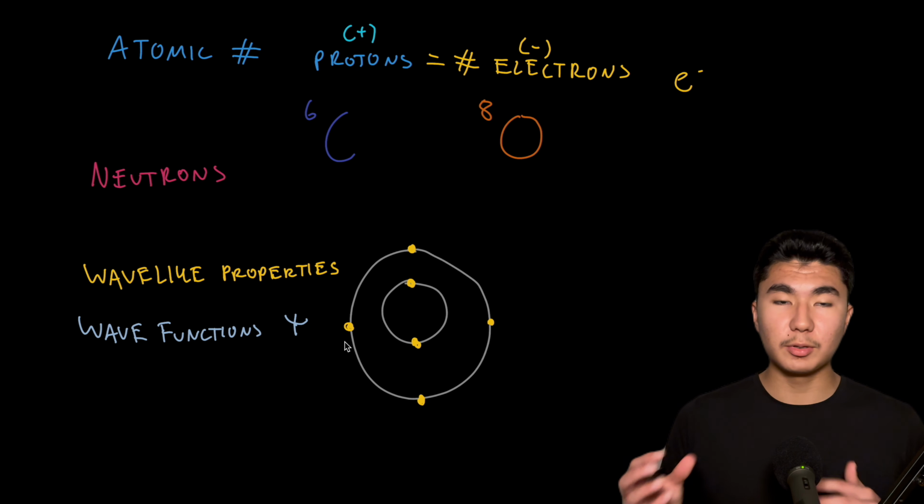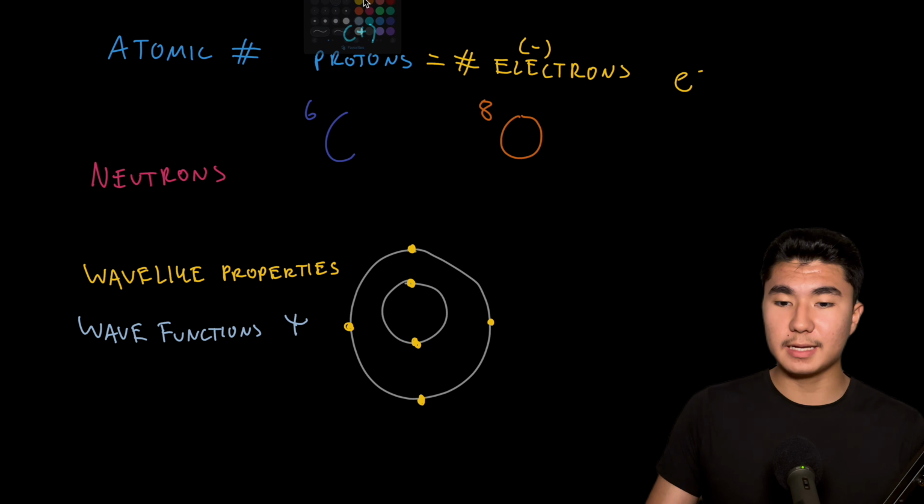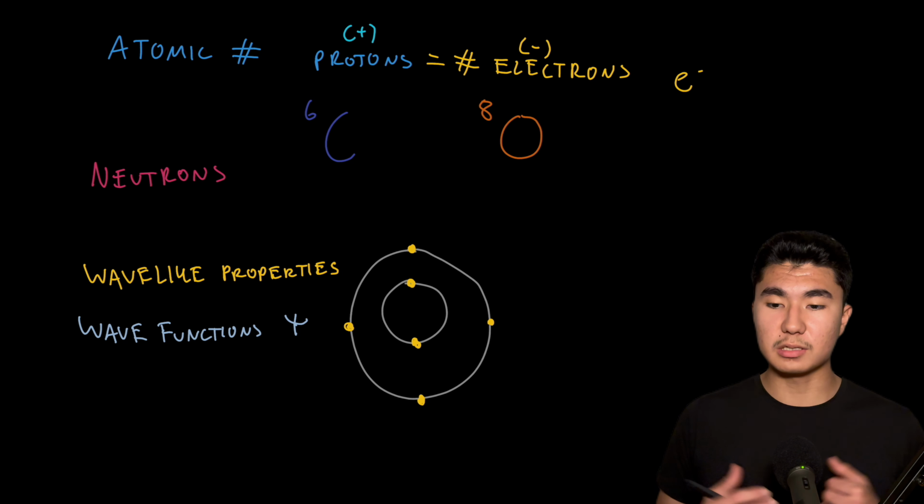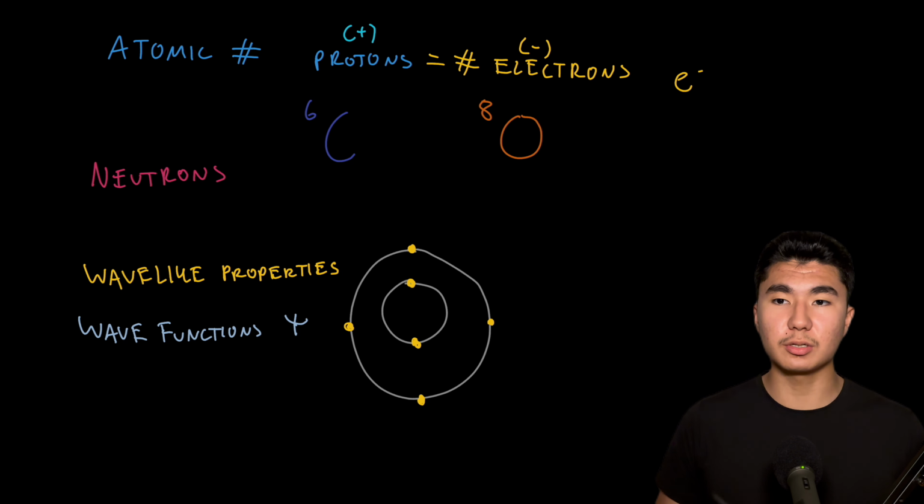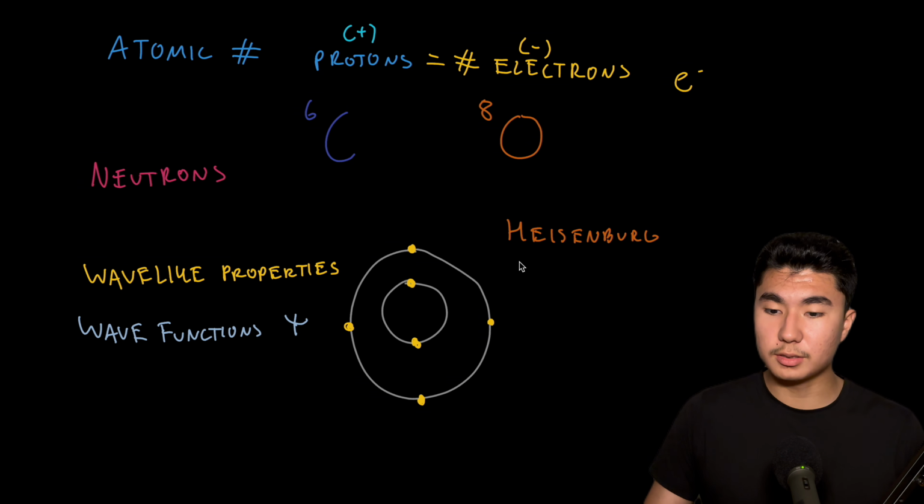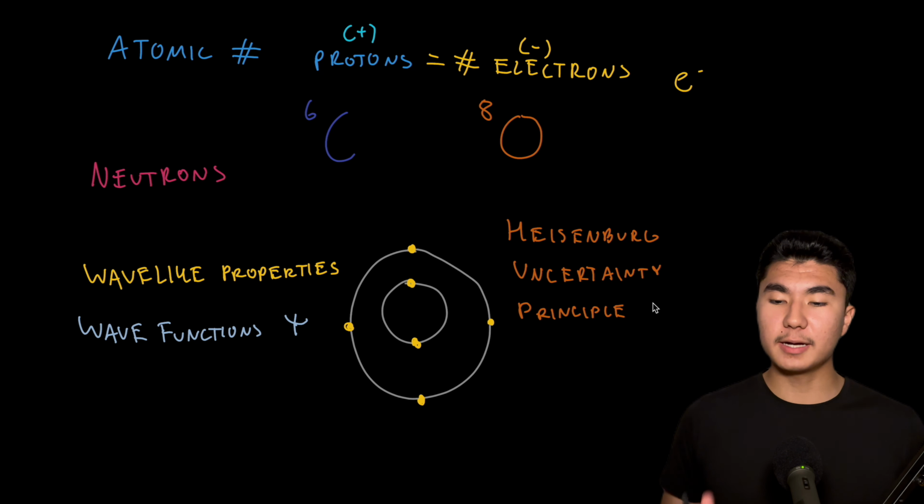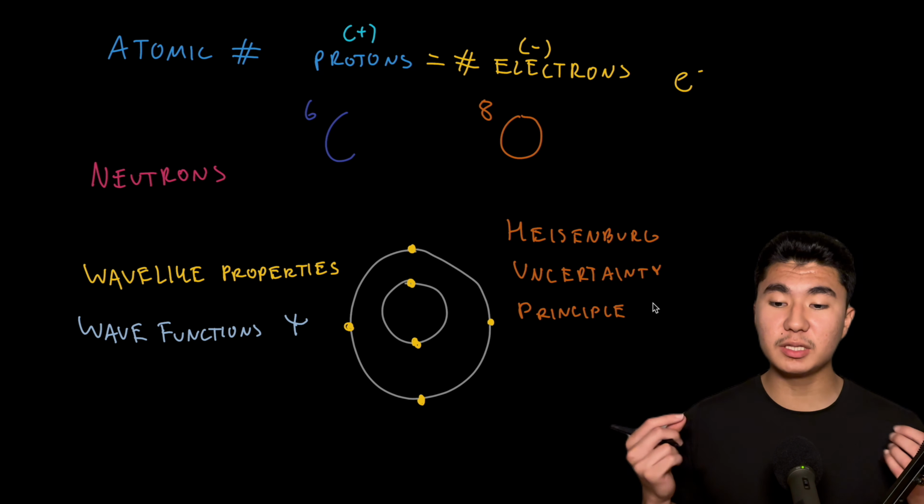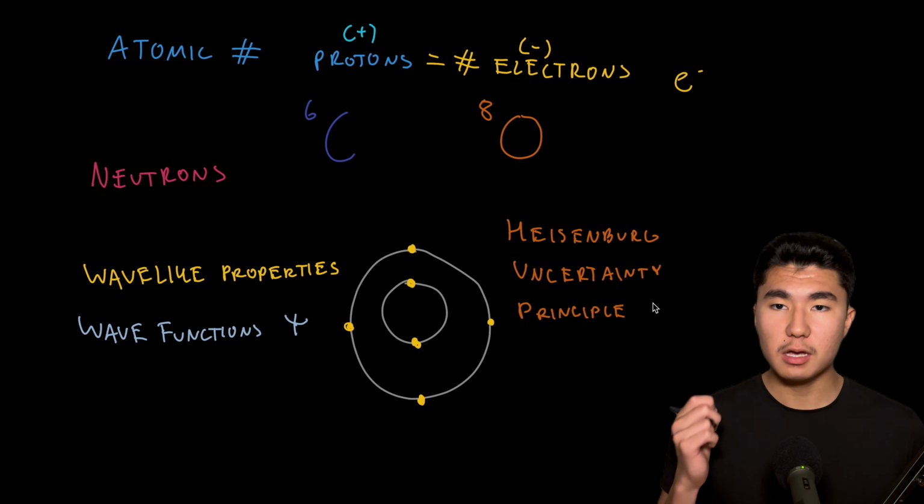But now we also don't know the exact position of those electrons. We don't know where those electrons will be, and that's due to the Heisenberg uncertainty principle. Now, the Heisenberg uncertainty principle tells us that we don't know the exact position of an electron.